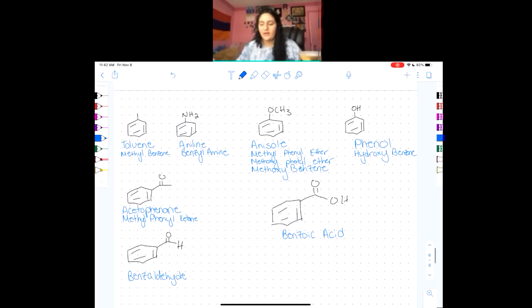So, ta-da! Here are our common names for different benzene substituent groups. And I'm going to actually really quickly change something while you guys write that down.